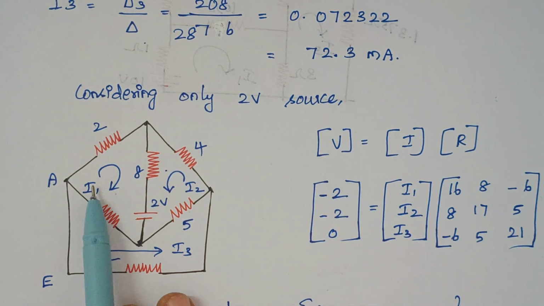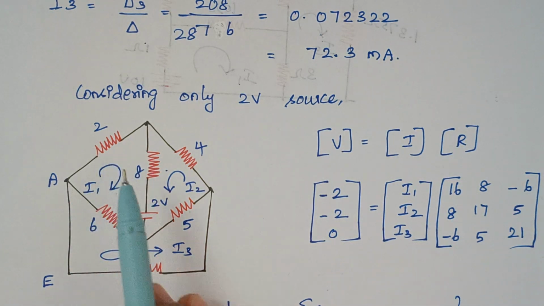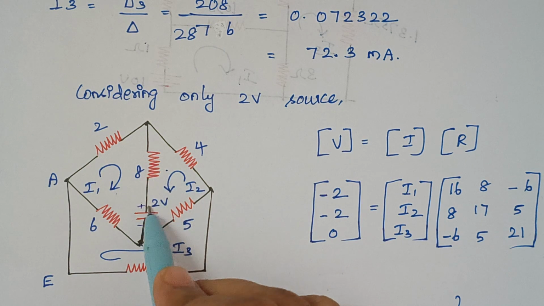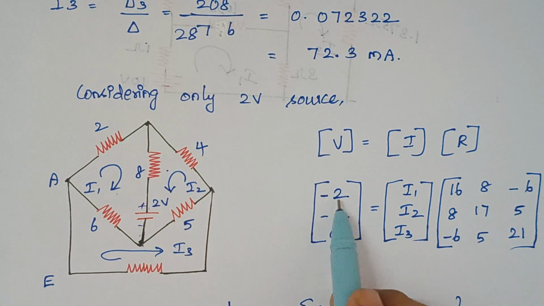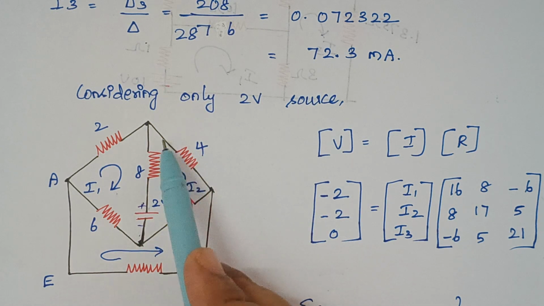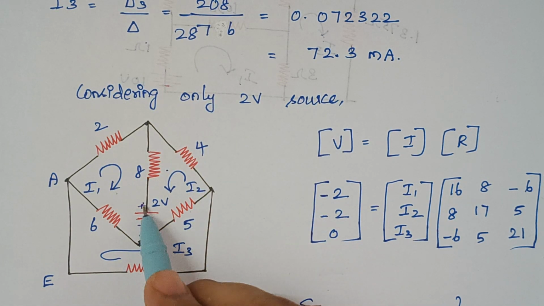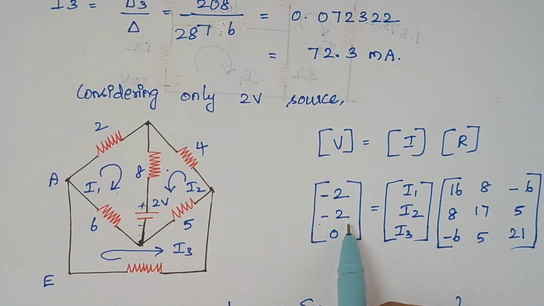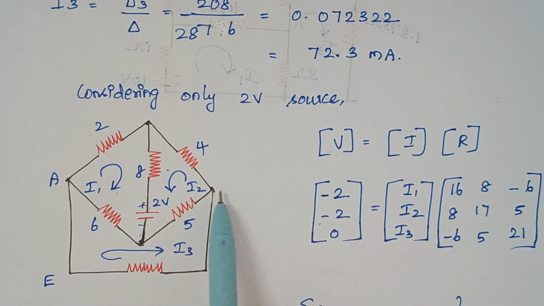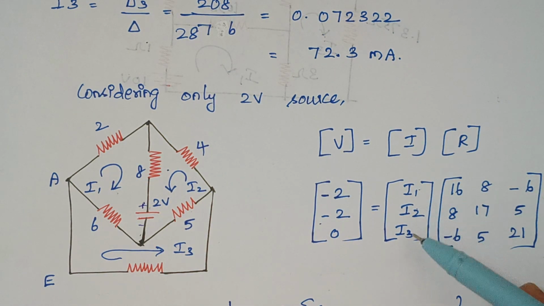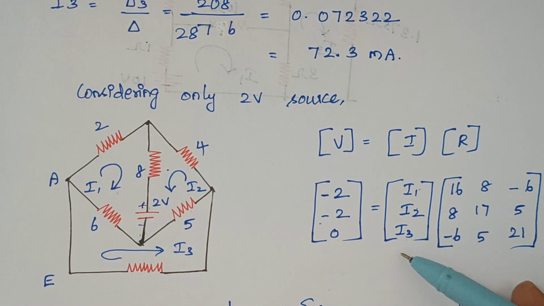So voltage is, when you look at this first loop, here the current flows from plus to minus. So it is minus 2. Again, when you look at this second loop, look at this direction, again the current flows from plus to minus, therefore it is again minus 2. And in third loop, there is no voltage source, so it is 0. And here I1, I2, I3 are the respective currents that flow in the loop.